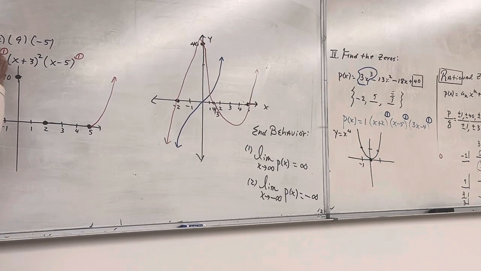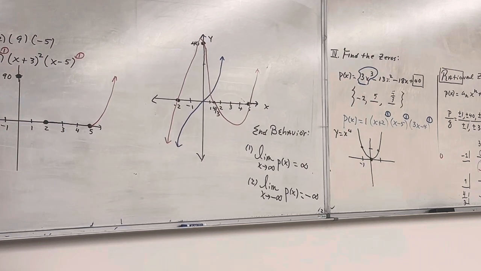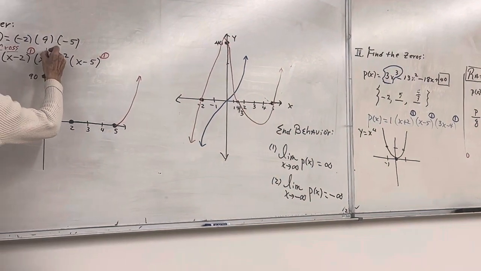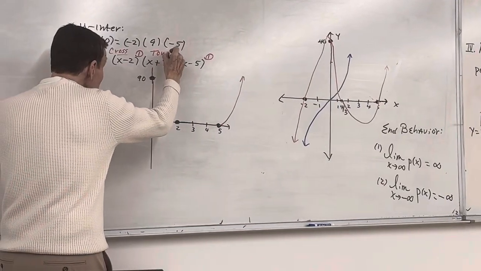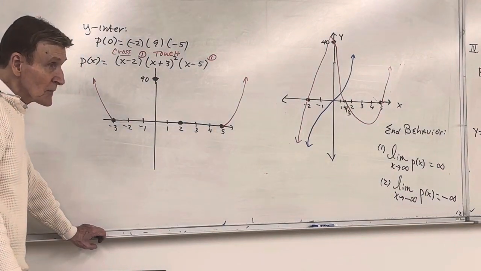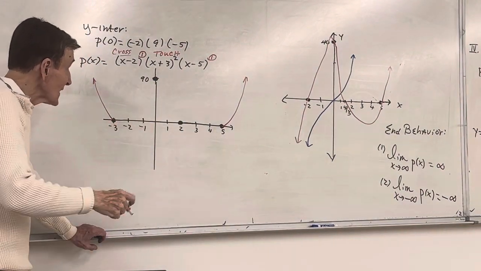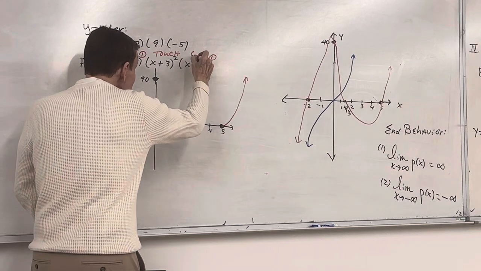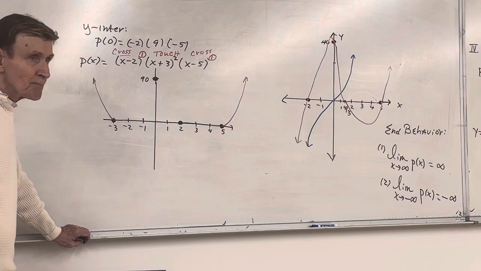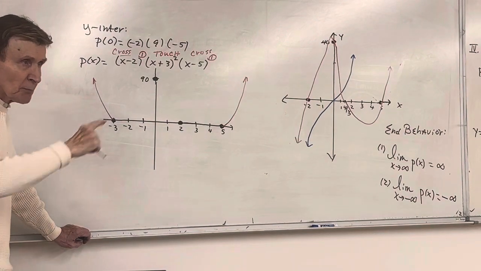My next factor was x plus 3 squared, which gave me this. If it's an even exponent on the outside, 2, 4, 6, 8, whatever, it's going to only touch the x-axis, not cross. The next one has another odd exponent on the outside, so it's going to cross again. That's a big benefit. Now let's go from left to right.